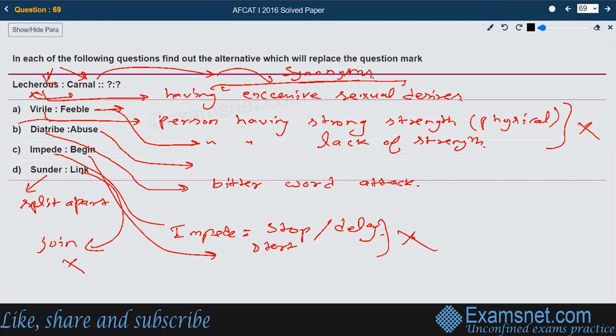So the right answer is only option B, diatribe and abuse, because they refer to a habit of saying bad words to others or doing a verbal attack. So that is the right answer, option B.